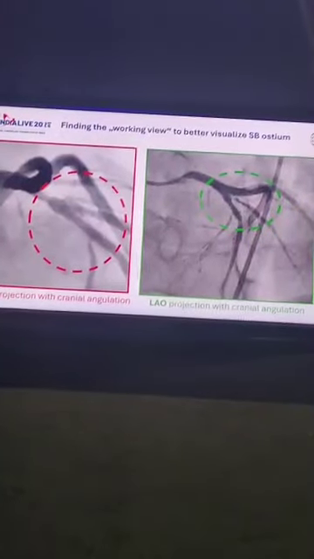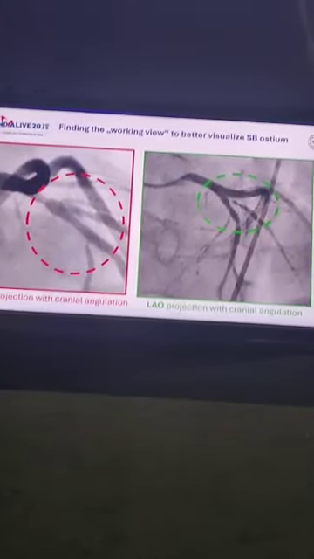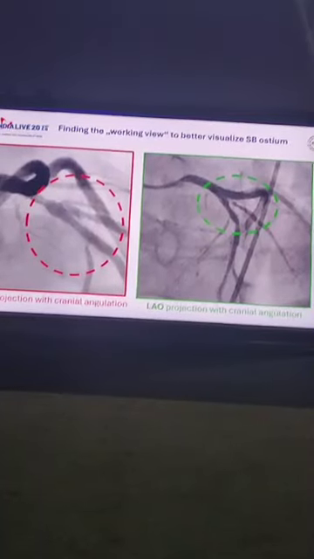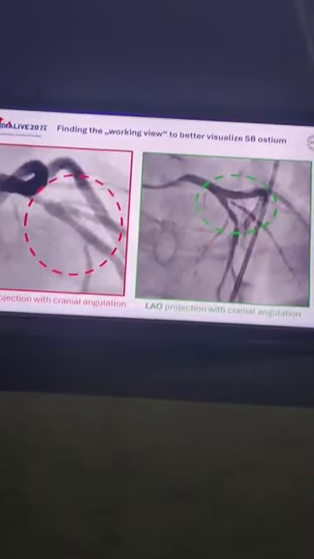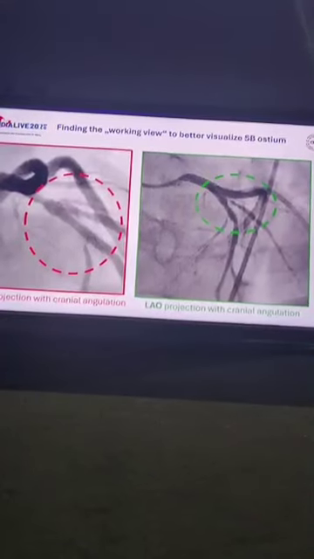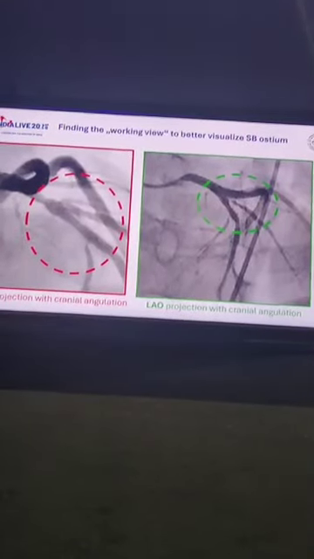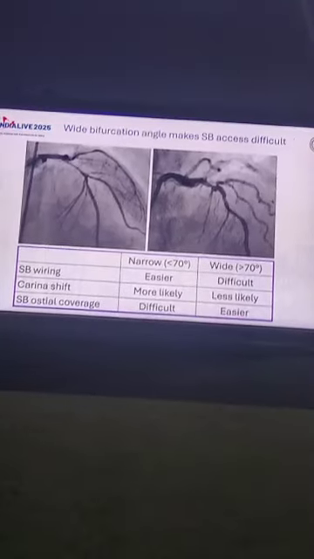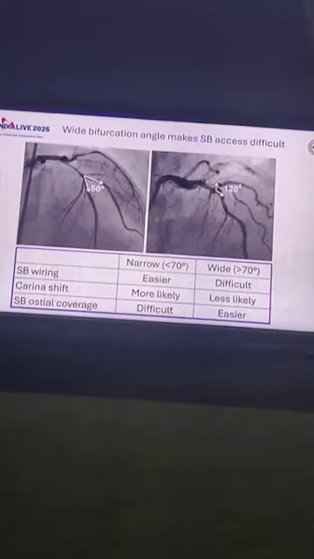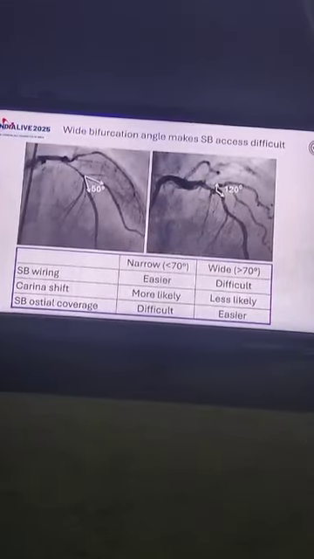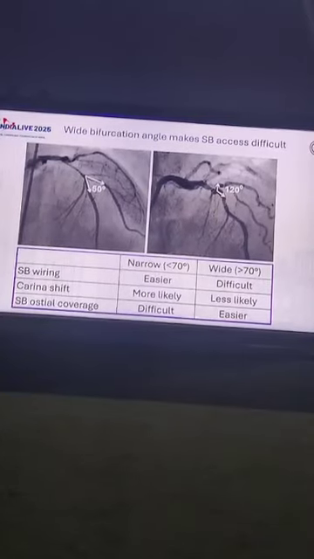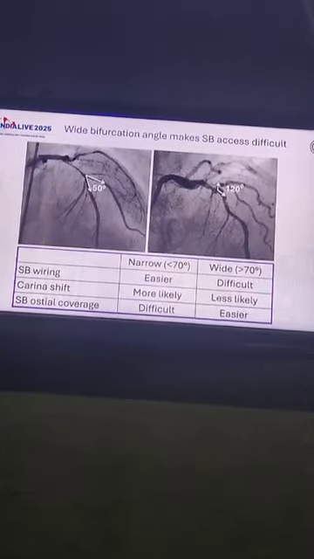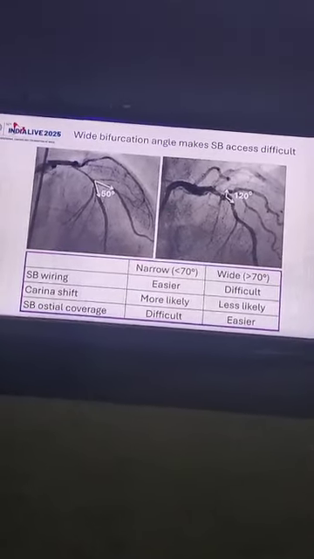The first strong point is what is the best working view for better visualization of the side branch. Here you have an example of what is worse in red and what is good for visualization in green. Of course, the angle is going to make a huge difference. If you have a wide angle, it can be much more difficult to wire the side branch. Less likely is to get a carina shift, and it's easier to get the side branch often covered.